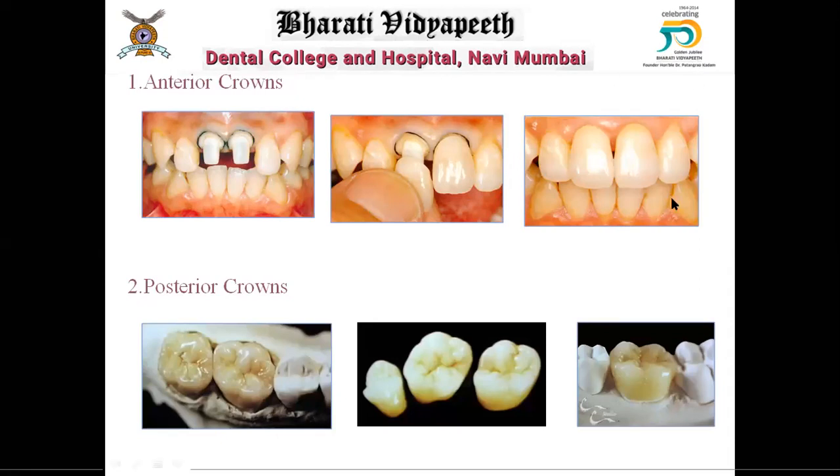So in the third picture, you can see this is being cemented. The cementation procedure is completely different as compared to the regular post-fused metallic crowns. The resin cements are used for the cementation. So the procedure is entirely different. So here you can have a look at the posterior crowns.